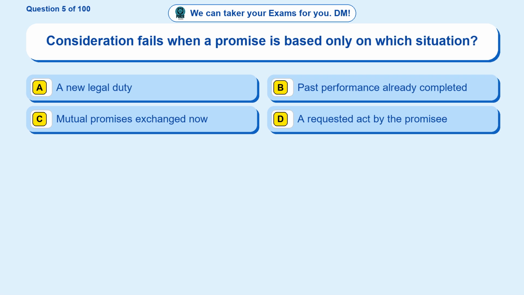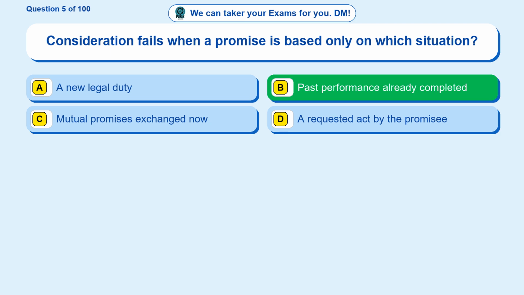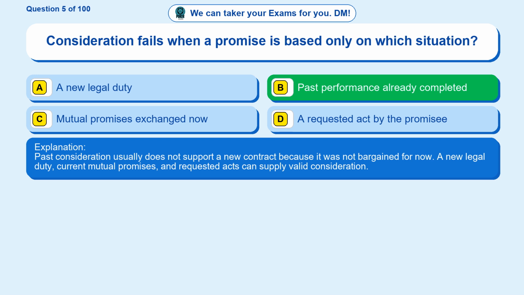Question 5. Consideration fails when a promise is based only on which situation? Option A. A new legal duty. Option B, past performance already completed. Option C, mutual promises exchanged now. Option D. A requested act by the promisee. The correct answer is option B. Past performance already completed. Past consideration usually does not support a new contract because it was not bargained for now. A new legal duty, current mutual promises, and requested acts can supply valid consideration.